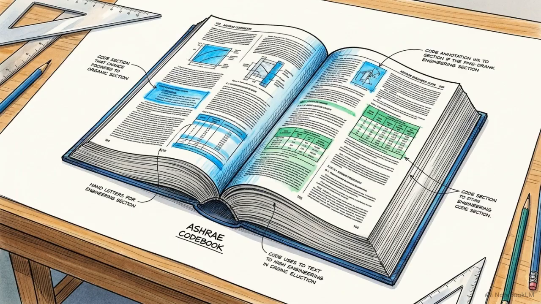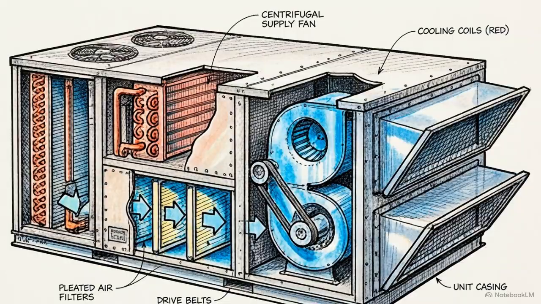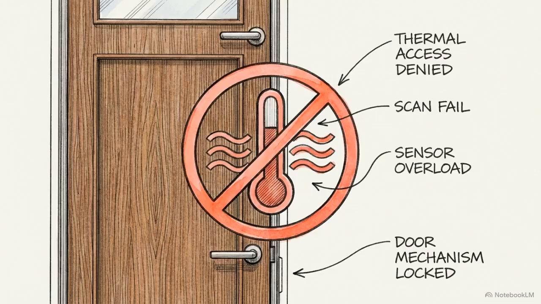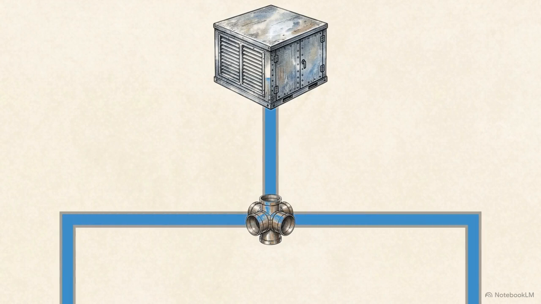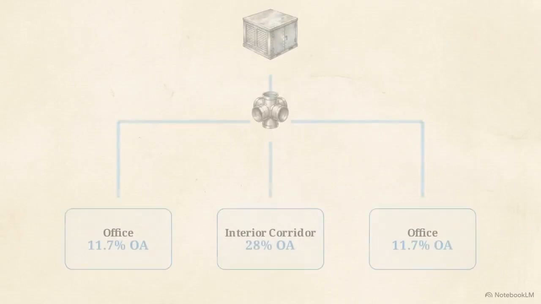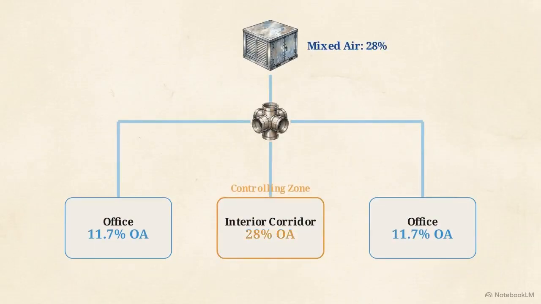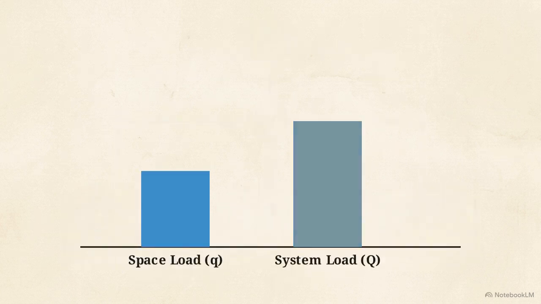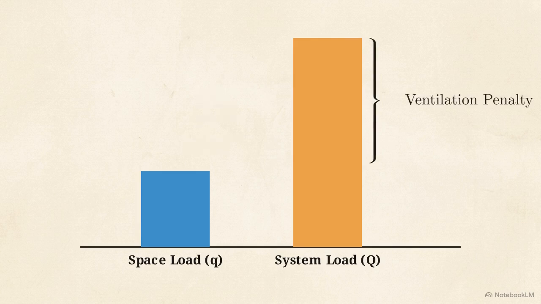Under standard ASHRAE ventilation protocols, a centralized air handler cannot selectively distribute fresh air to a single room. It supplies a uniform mixture to the entire duct network. To ensure the corridor receives its mandated 28% outdoor air, the central unit must elevate the fresh air fraction for the entire system to 28%. Satisfying the safety code for one densely populated room forces the equipment to overventilate the rest of the building. This mathematically increases the mixed air load the central cooling coil has to process.